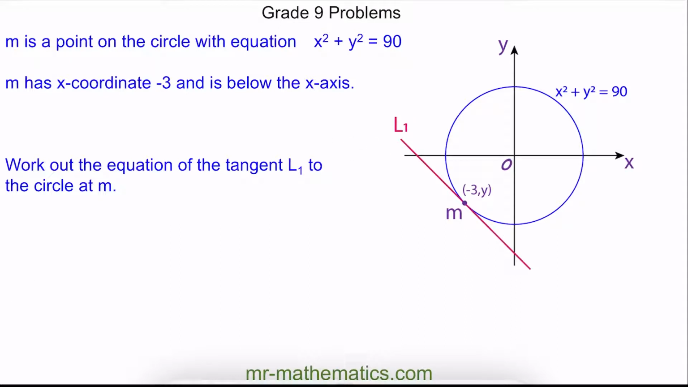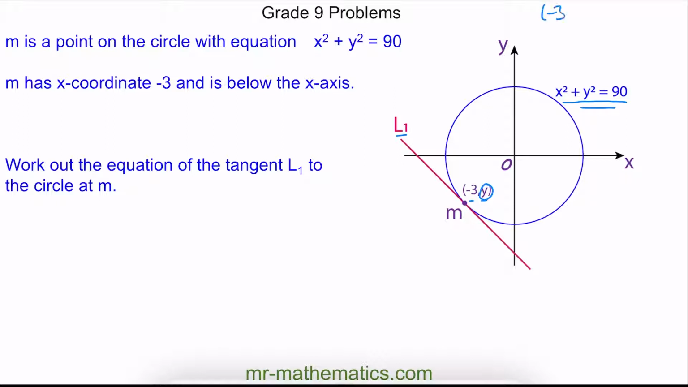In this question, we've been asked to work out the equation of a line L1, and this is a tangent which touches the circle at the point when x is -3 and an unknown y value. And the equation of a circle is x squared plus y squared equals 90. So to work out the equation of a line L1, I'm going to begin by working out the y value here. And I can do this by substituting the x value of -3 into our equation of a circle.